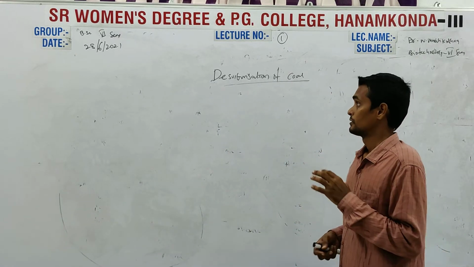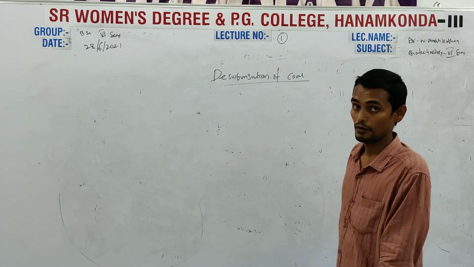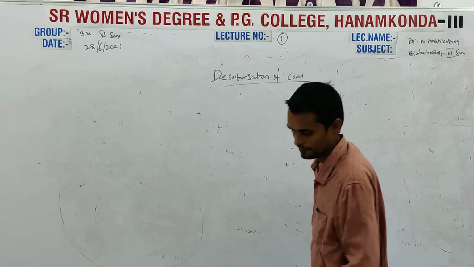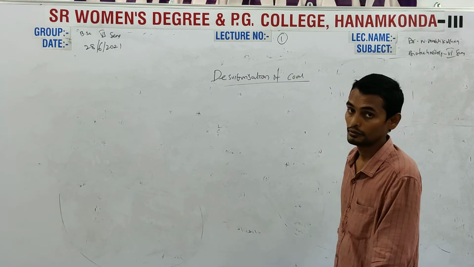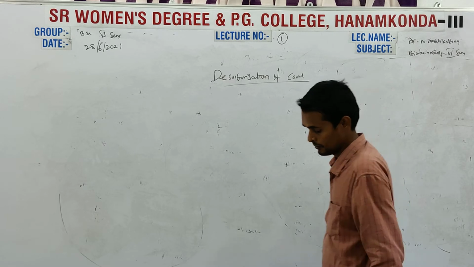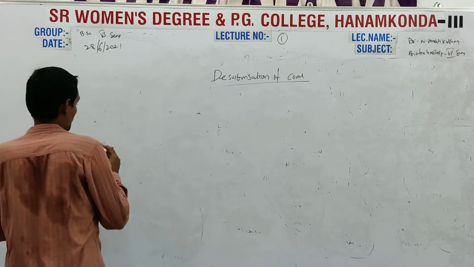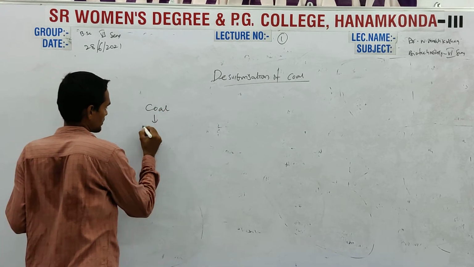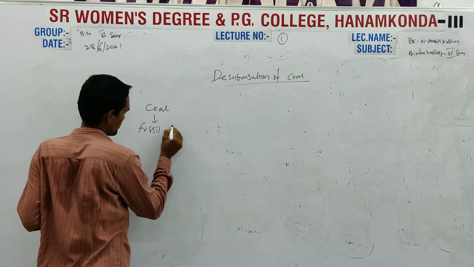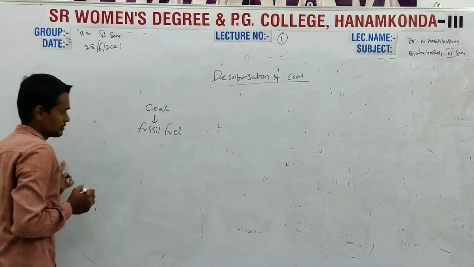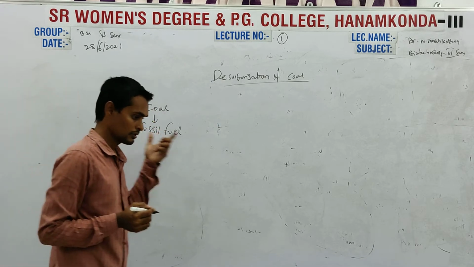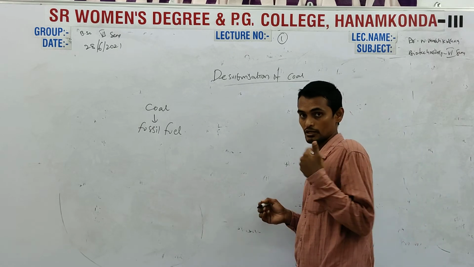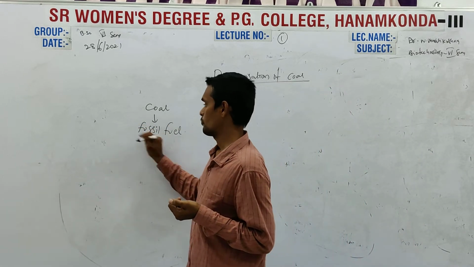Morning students. In this class of environmental biotechnology, we discuss the topic of desulfurization of coal. Coal comes under the category of fossil fuel, which can be stored underground, remains as a fossil in the earth, and gives energy, acting as a fuel. So it is called a fossil fuel.